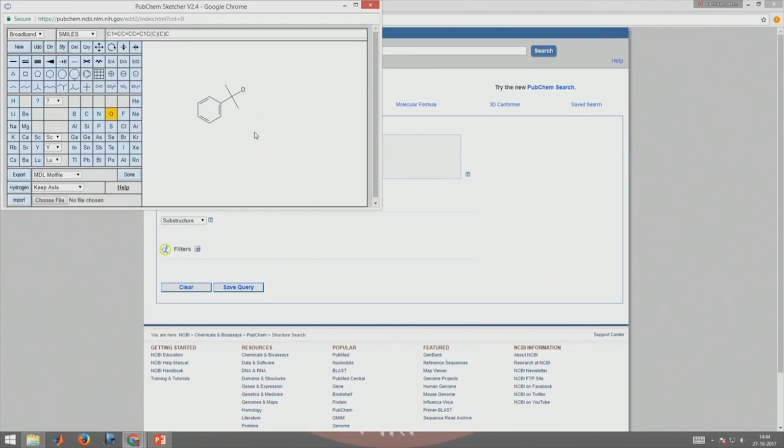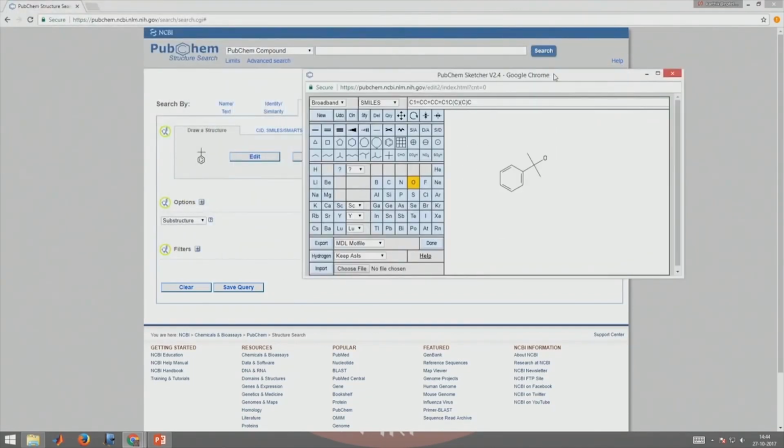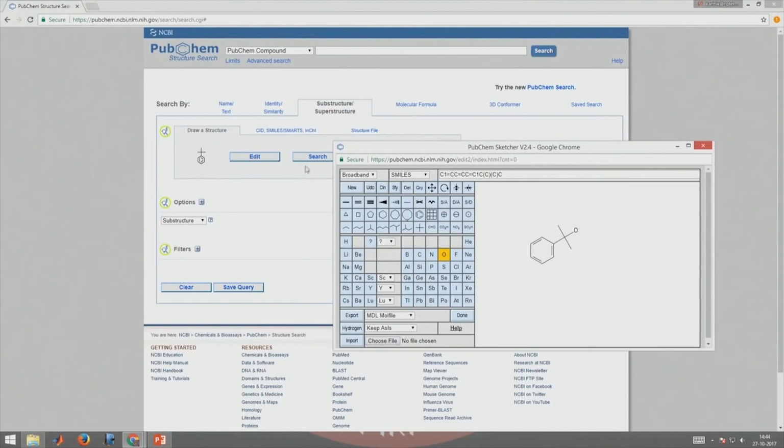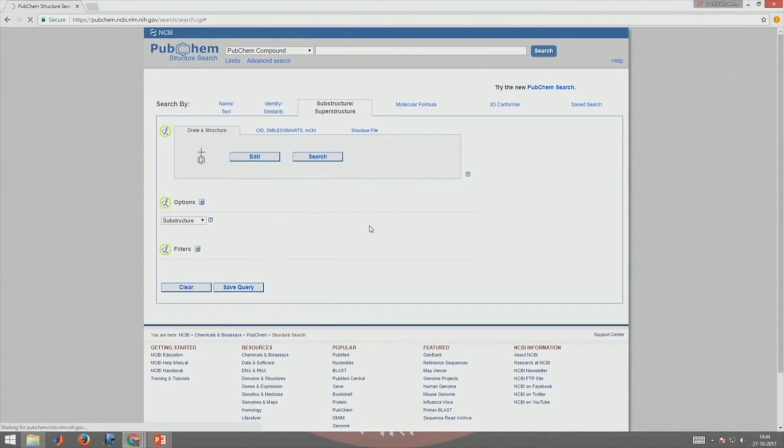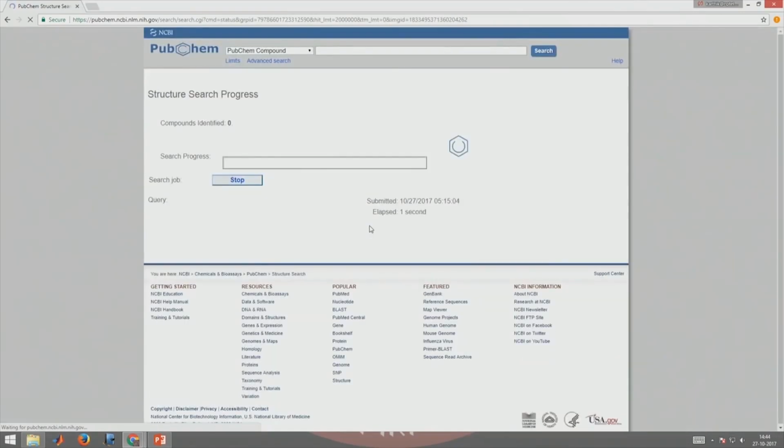So, we can look at this, and then we can say draw a structure, edit, search. It is waiting, query. So, it is doing something. It will do a substructure search for molecules with that particular substructure. So, this is called the PubChem database.